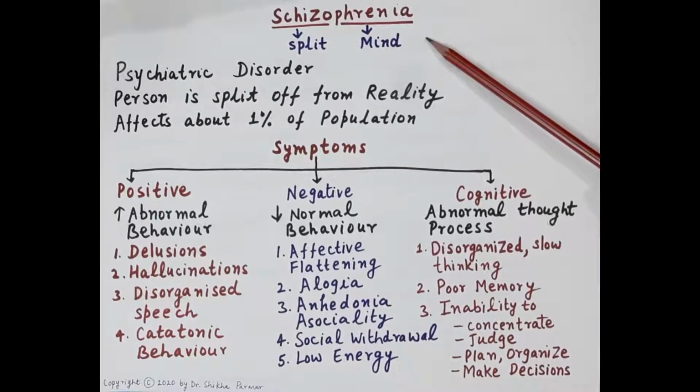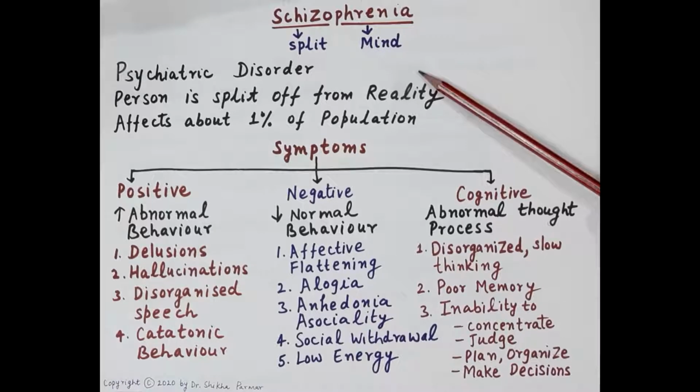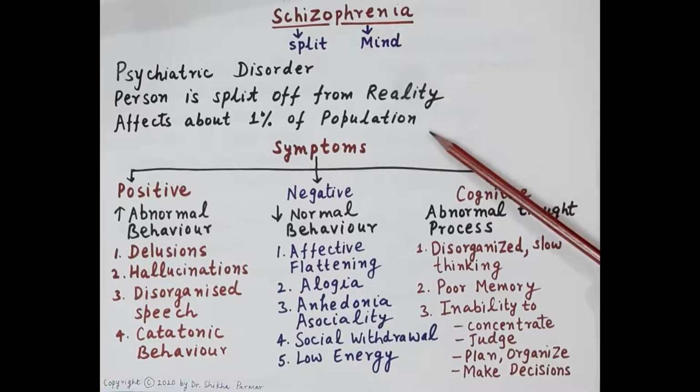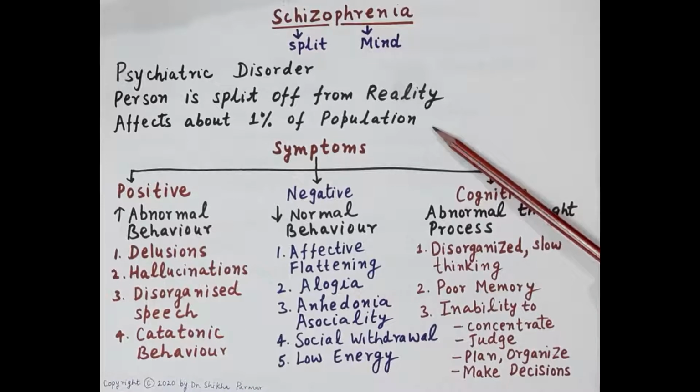That means the person is split off from reality. The person is unable to differentiate between real and unreal. So it is a psychiatric disorder. It is a type of psychosis. It affects about 1% of the population. It affects males in the age group of 15 to 25, while females are normally affected in the age group of 25 to 35 years.